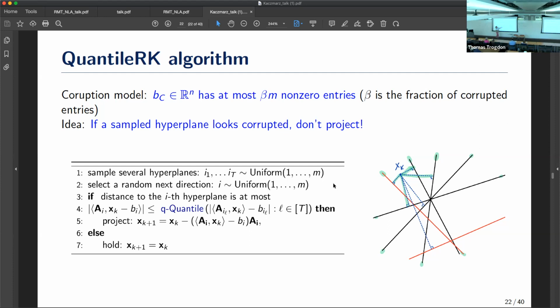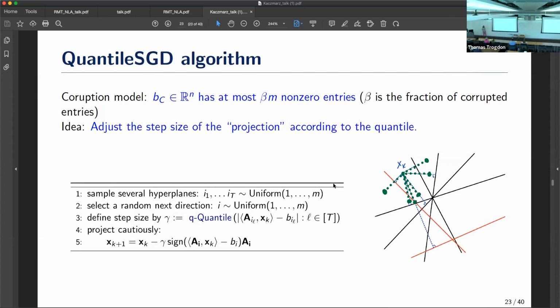So for example, here we look at all of them. These two are too long, so we don't consider them, but then we sample an equation out of the green ones, the shorter ones. That is quantile RK. And another way to do it is quantile GD, which I'm sure I want to talk about more.